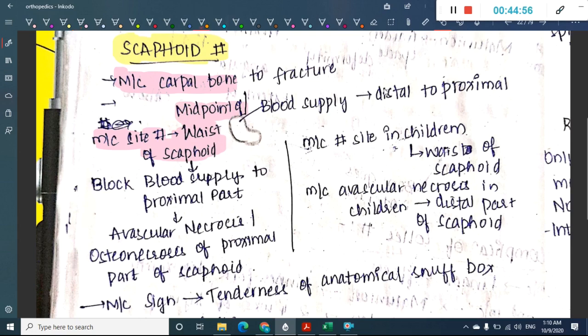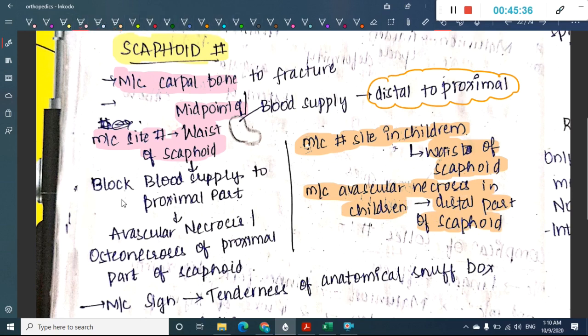The blood supply of the scaphoid is from distal to proximal. What is the most common site of a scaphoid fracture in children? The most common site of scaphoid fracture in children is the waist of the scaphoid. In adults it is the midpoint of the waist of the scaphoid, in children it is the waist. What is the most common avascular necrosis in children? It is associated with the distal part of the scaphoid.